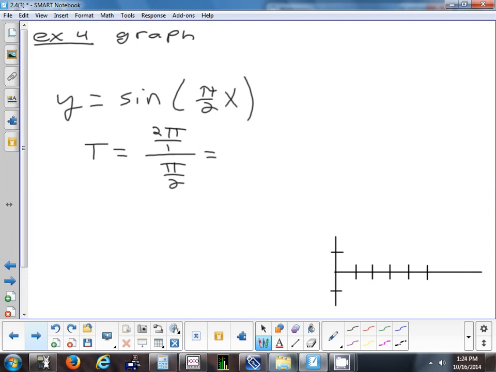Okay, we mentioned this earlier. How do you divide two fractions? You multiply by the reciprocal. So it's going to be 2 pi over 1 times what? 2 over pi.